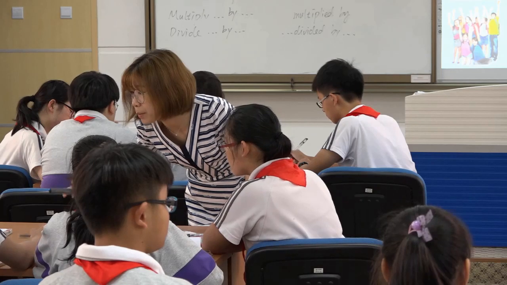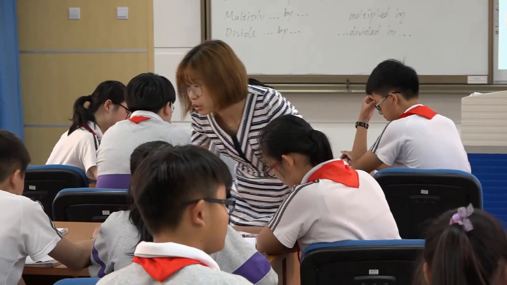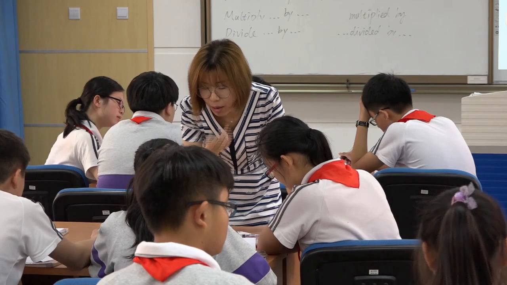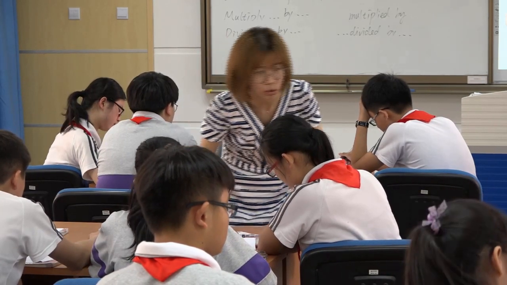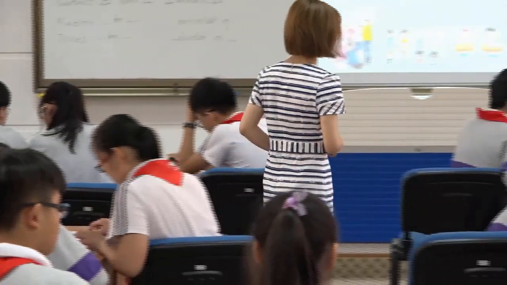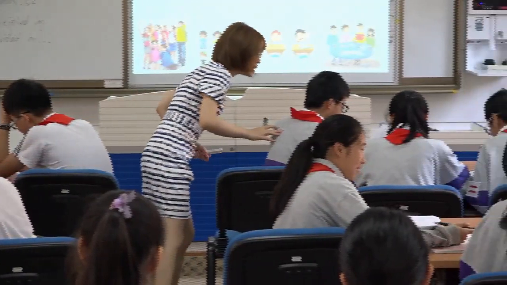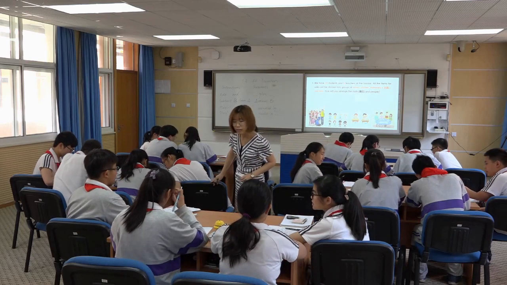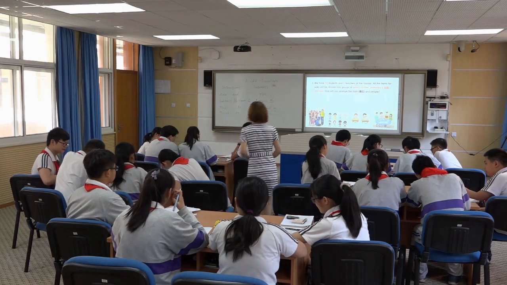Question 3. 88 minus 78 equals 10. 10 multiplied by 15 equals 150. So we will give. How much will be?